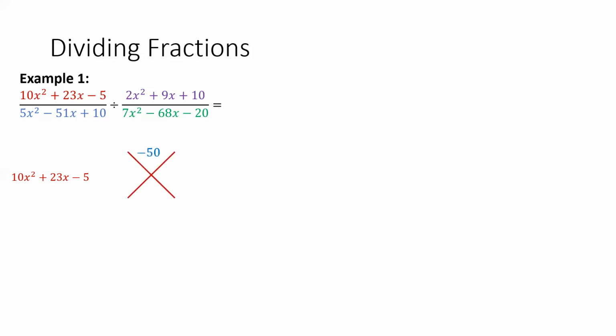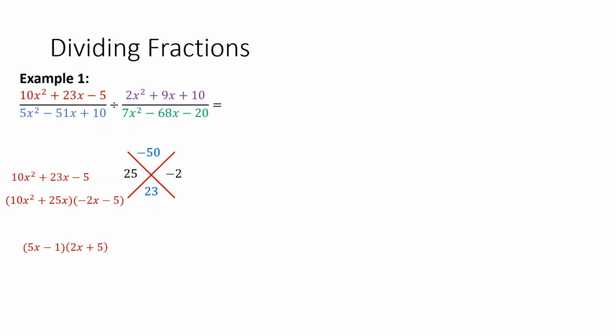So factor by grouping: 10 times -5 gets me -50. I just bring down the center term, the coefficient of x, as 23. Now I want two things that multiply to get me -50 and add to get me 23. Those two numbers are going to be 25 and -2. So I split up my 23x term into 25x minus 2x, and then I get my two separate groups.